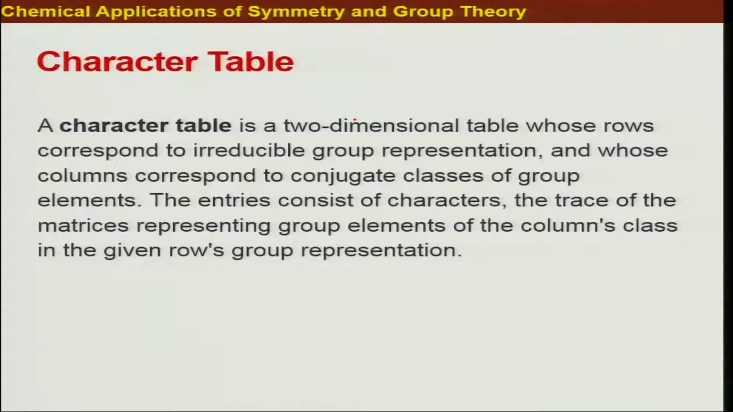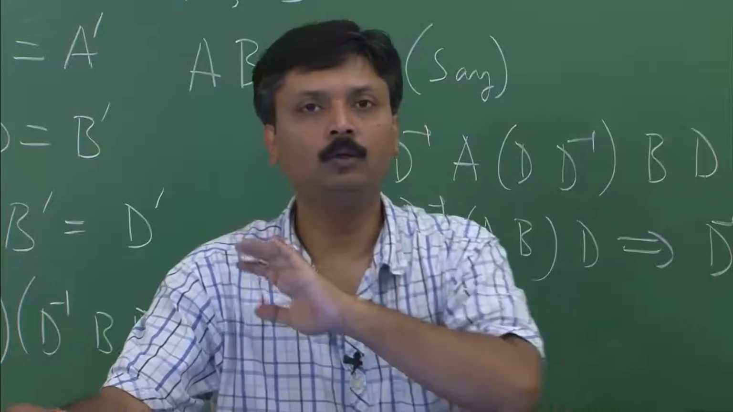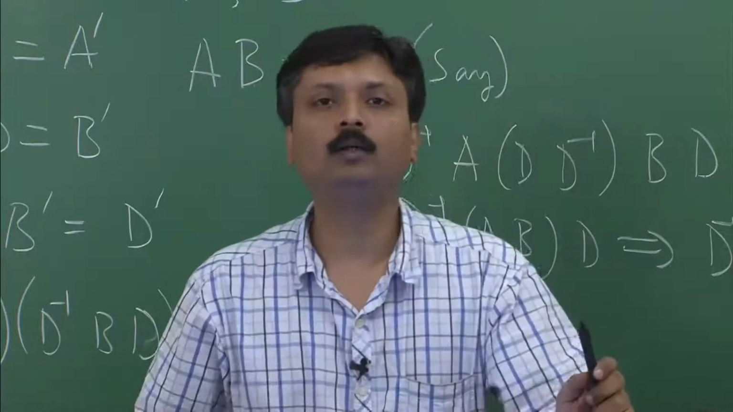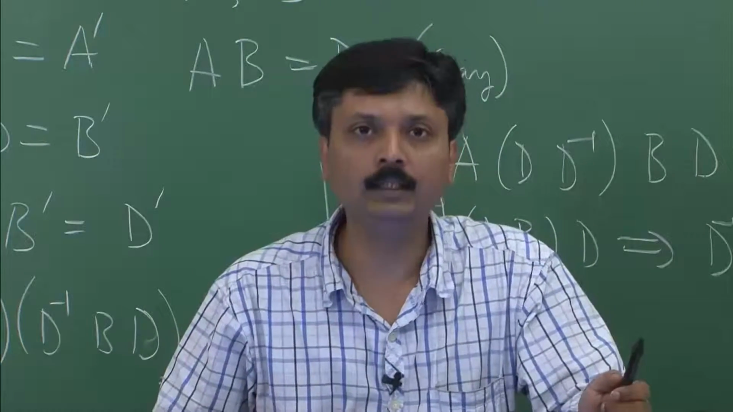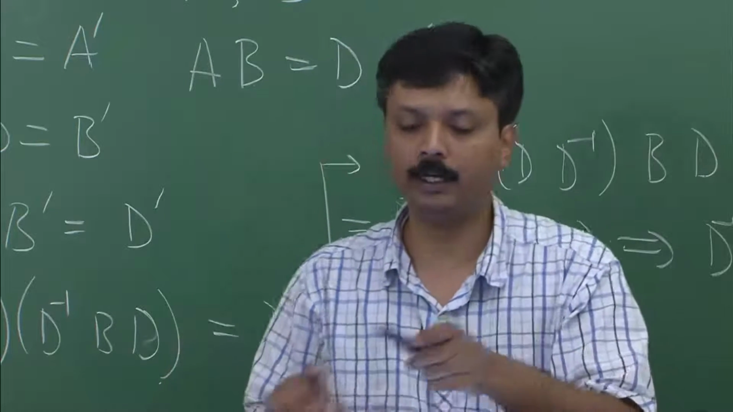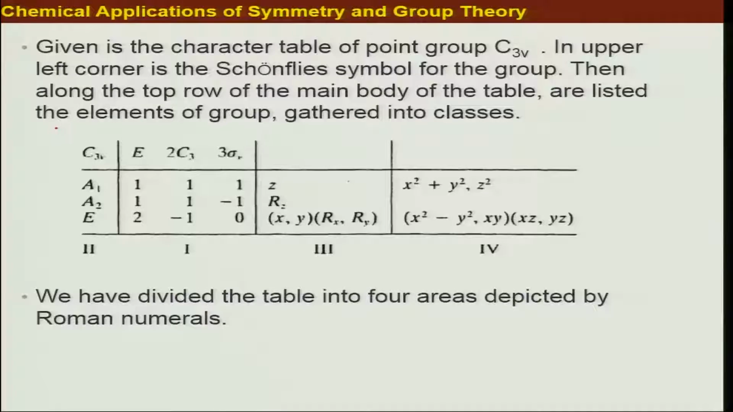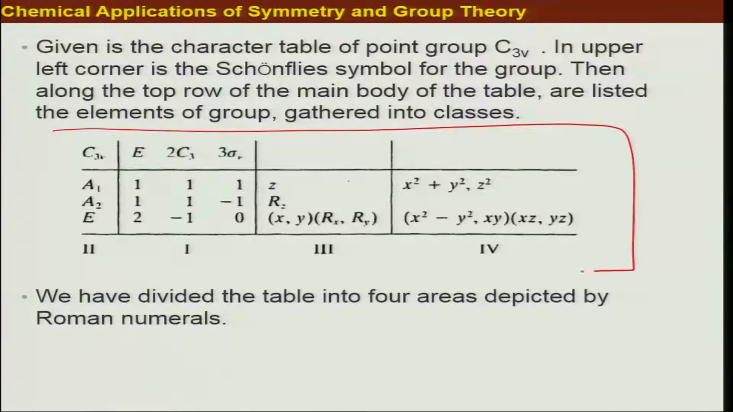So let's have a look at that particular table, which is known as the character table, and that's on your screen. So this is the so-called character table of one particular point group. Essentially this table tells us a lot about the symmetry of the molecule which belongs to this particular point group, C3v here.